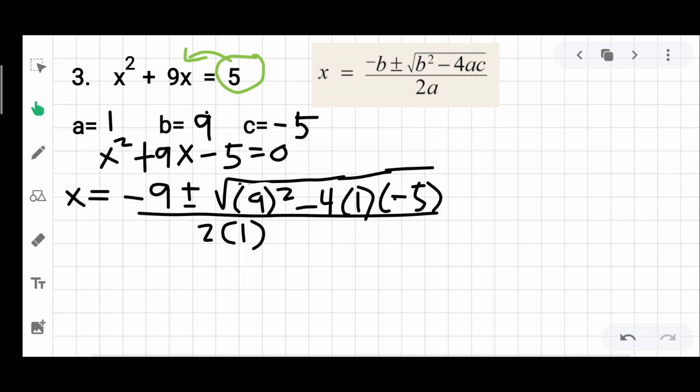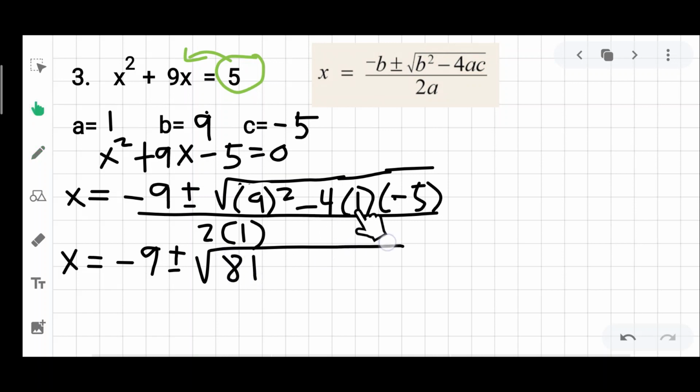Okay, simplify. We have x equals negative 9 plus or minus square root of 9 times 9 is 81. Next, negative 4 times 1. The answer is negative 4. Then negative 4 times negative 5. The answer is positive 20. Then all over 2. Bakit 2? Kasi 2 times 1, 2.